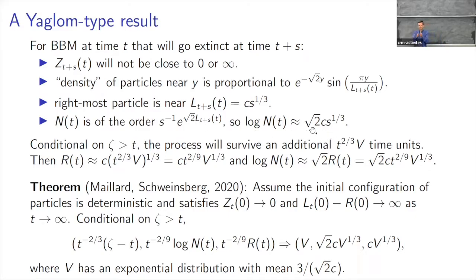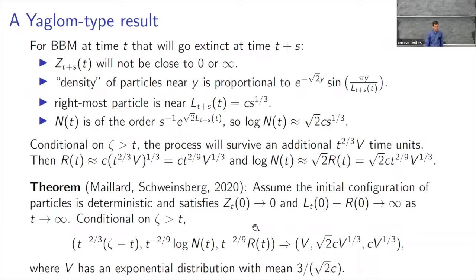Now, we've just seen that conditional on the event that the process survives until time t, we expect the process to survive for an additional t^(2/3) times v time units, where v has an exponential distribution. So the position of the rightmost particle at time t should be approximately what we get by plugging in t^(2/3) v in place of s. The location of the rightmost particle at time t should be approximately c times (t^(2/3) v)^(1/3), and that's c times t^(2/9) times v^(1/3). And we get something similar for the log of the number of particles.